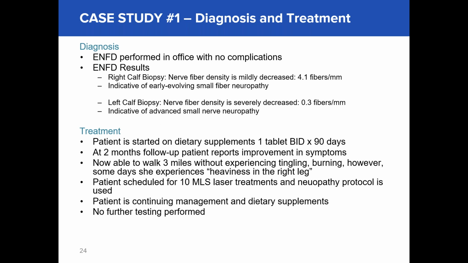So again, we performed the ENFT test at the office. On the right side, we had 4.1 fibers. So that was early evolving, kind of mild disease. However, on the left, we only had 0.3 fibers. So that showed us advanced and severe neuropathy.